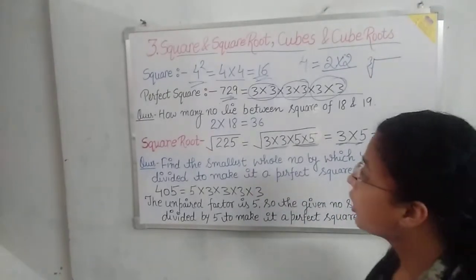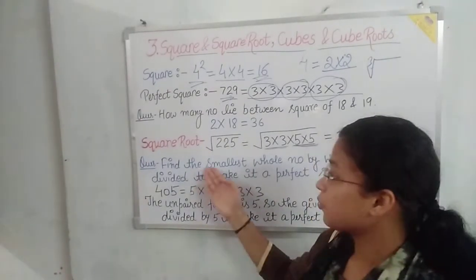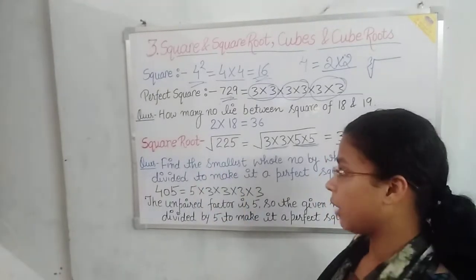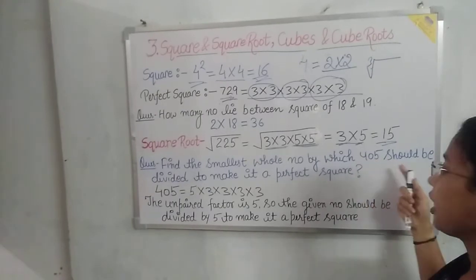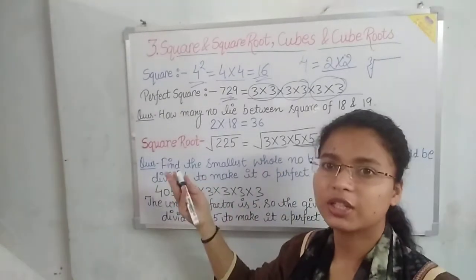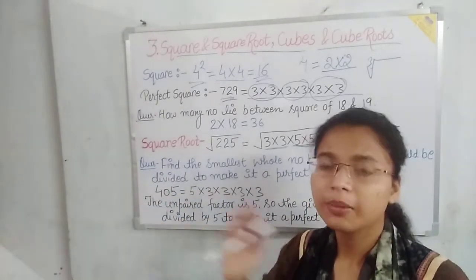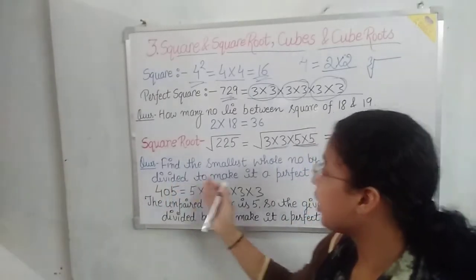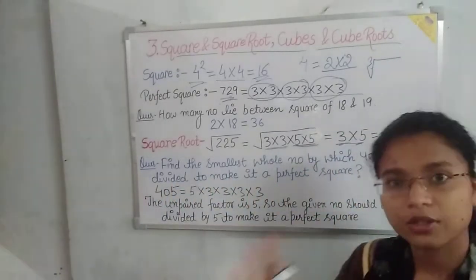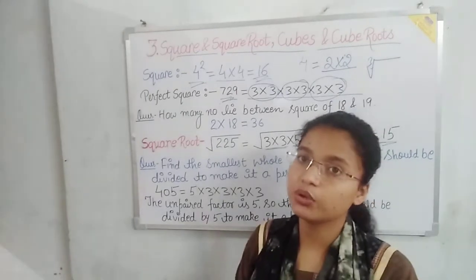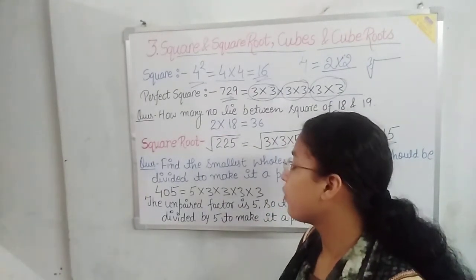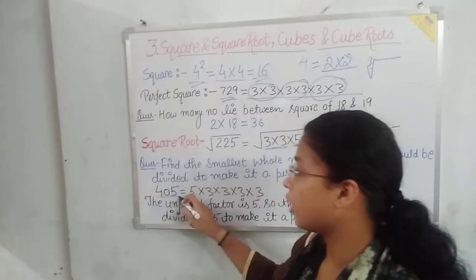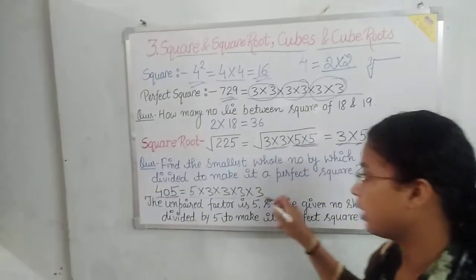Clear? Next, this type of question is given in your chapter: find the smallest whole number by which 405 should be divided. In your question it can also be written as multiply, okay, but the procedure is the same, to make it a perfect square. First thing you have to do is find the prime factorization. When you find the prime factorization of 405, you will get a number like this.